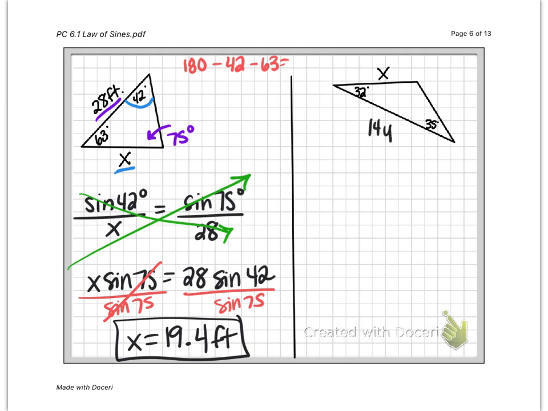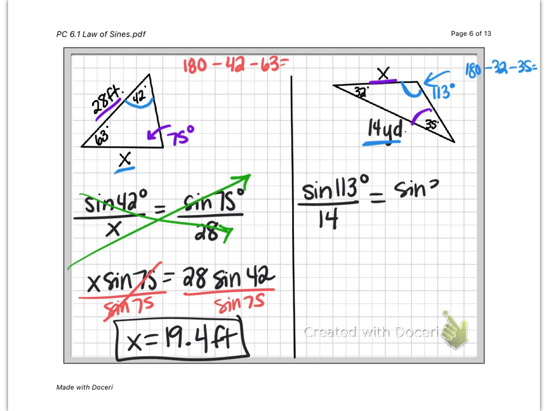This one, we need a little more information, so I'm just going to give this to you to help you solve. Now, from here, we've got our side given, but we don't have the angle across from it. So we're going to solve for this again, doing 180 minus 32 minus 35, which gives us this angle measure as 113 degrees. And then we've got our 35, and we have our side across from 35, which is x. So we'll set up our proportion. With law of sines, sine of 113 over the side opposite equals sine of 35 degrees over the side opposite.